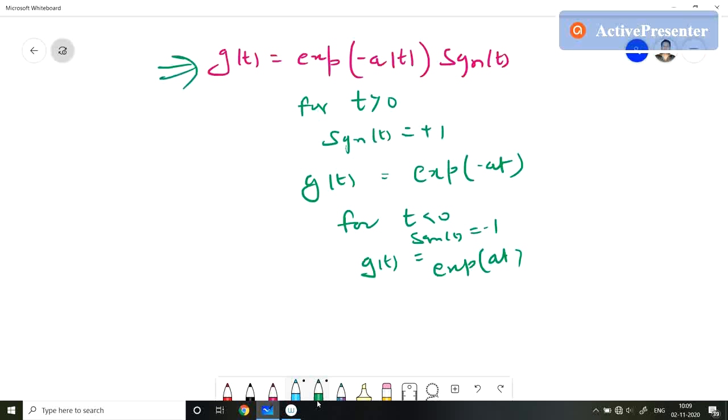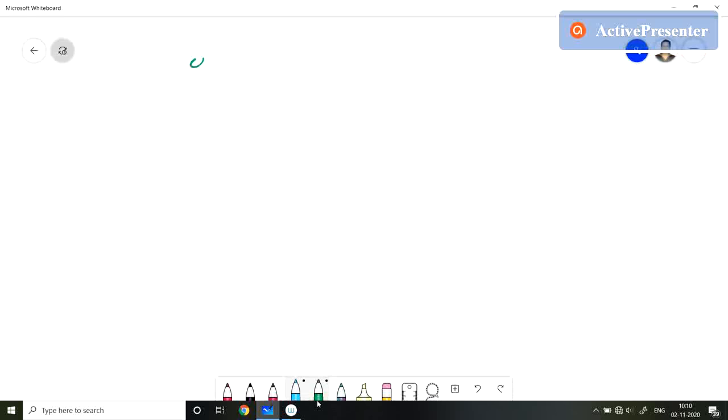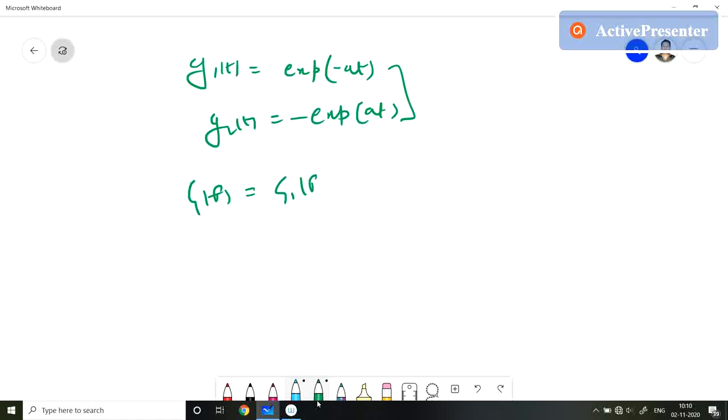Now, this is our gt. We can find out the Fourier transform. To find the Fourier transform, gt can be represented as a sum of two signals: gt is g1t plus g2t, a linear combination, where g1t is exponential minus at, and g2t is minus exponential at. Now gf is g1f plus g2f. If we solve this, we will find g1f is 1 divided by a plus j 2 pi f, and g2f is 1 divided by a minus j 2 pi f.